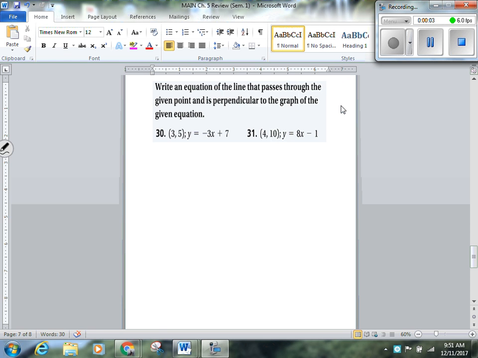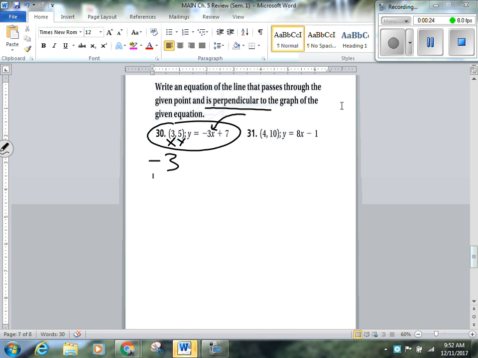Okay, take a look at this equation, trying to find out if the equations are perpendicular, and going through a certain point in x, y. Again, since we're looking for perpendicular, I need to look at the slope. In this equation, the slope is -3, which I'm going to put over 1. I need a slope that is perpendicular, so I need to flip that.